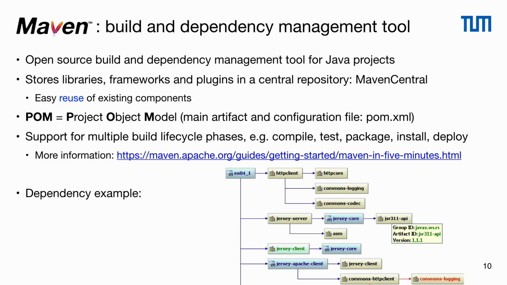Dependencies can have other dependencies. For example, in this case, HTTP client is one framework that we use in our application, and it further depends on the commons logging library that we then can also use in our application.